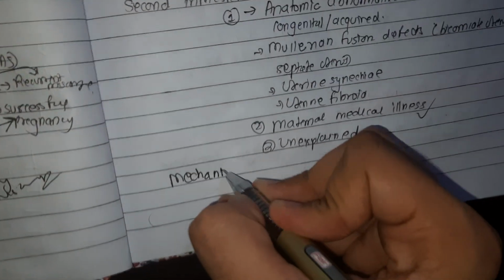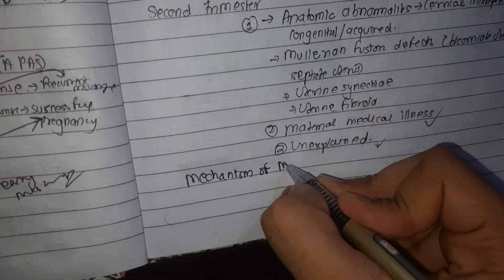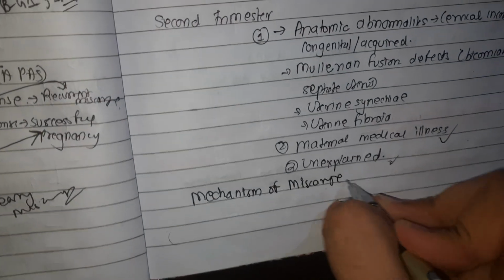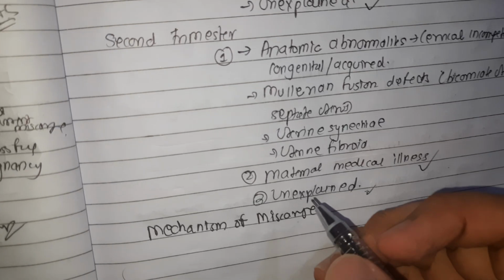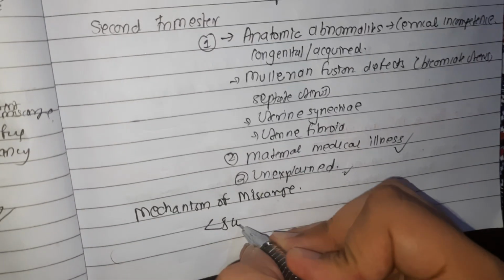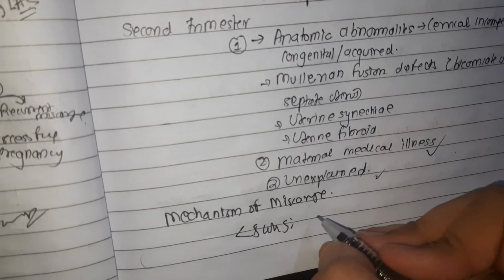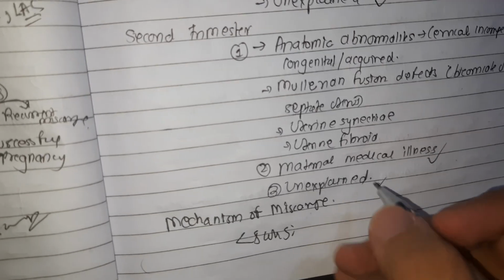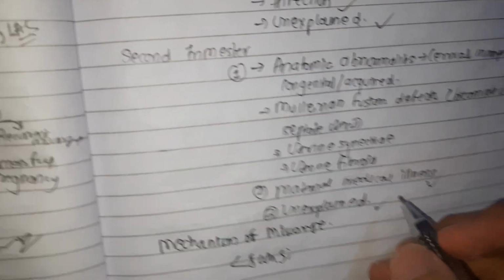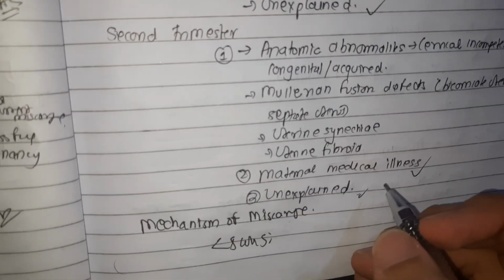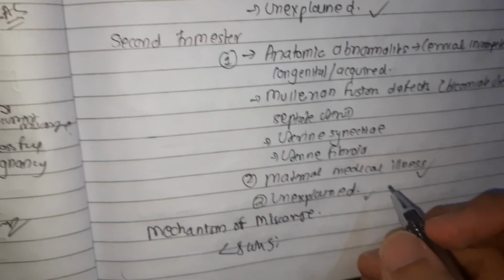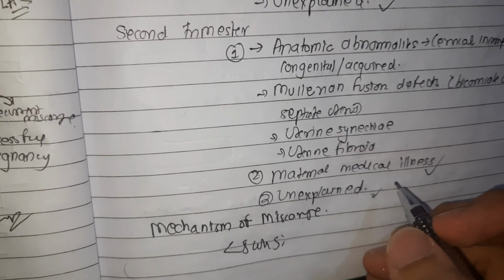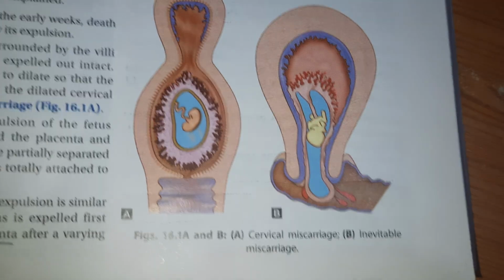Now we will talk about the mechanism of miscarriage. In early weeks, the death of the ovum occurs first, followed by the expulsion. And before 8 weeks, the ovum surrounded by the villi with the decidual coverage is expelled out intact. Sometimes the external os fails to dilate so that the entire mass is accommodated in the dilated cervical canal, and it is called cervical miscarriage.